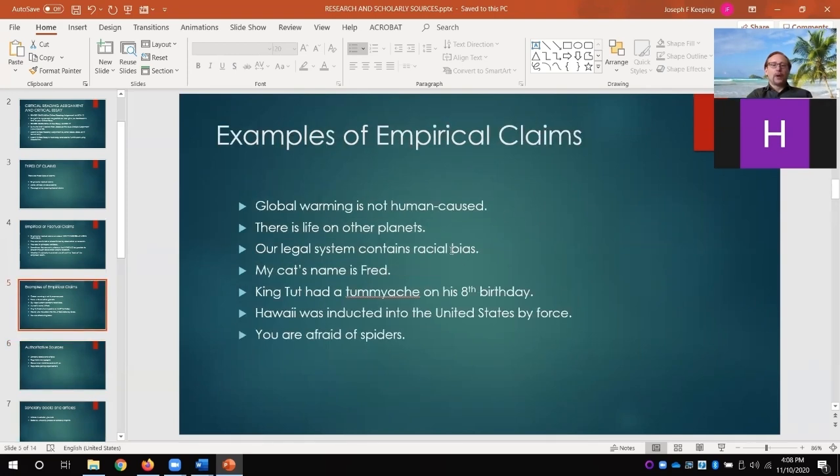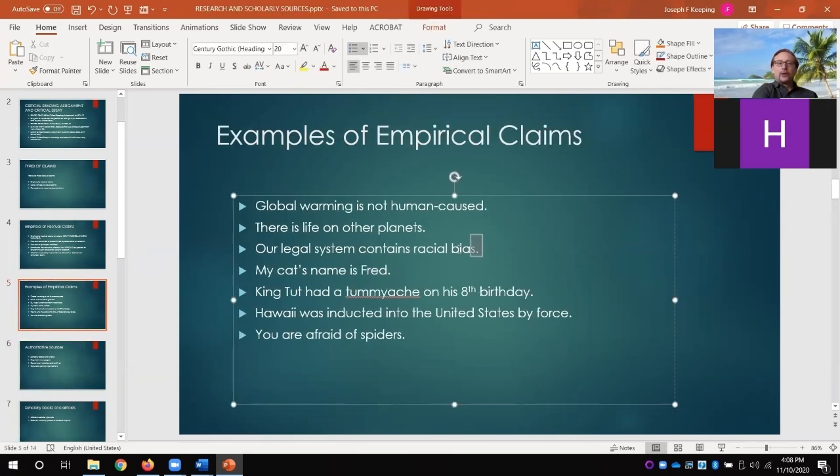So the racial bias one, you would have to figure out what's meant by racial bias before you could go and do the research. Likewise, there is life on other planets? Well, you're sort of going to have to make a decision about what's going to count as life and what's not going to count as life before you make your observations, because otherwise you wouldn't know what are the right observations to make. It can be argued that viruses are alive. It can also be argued that viruses are not alive.